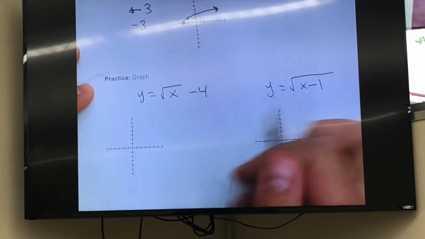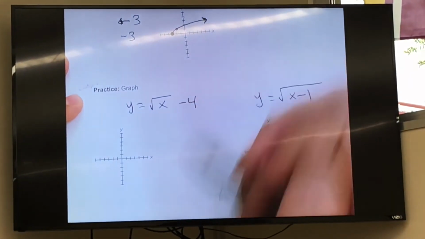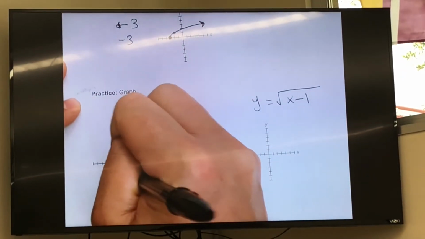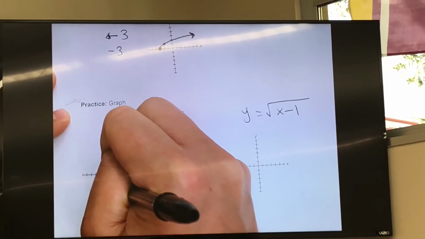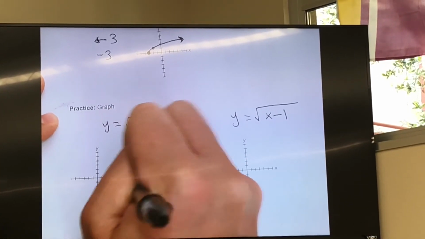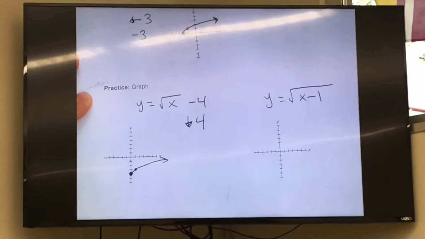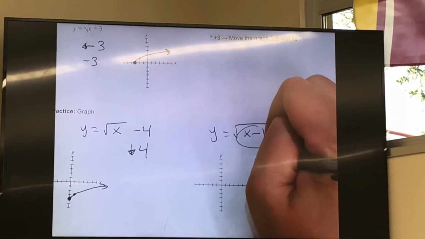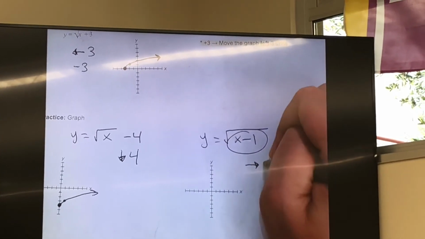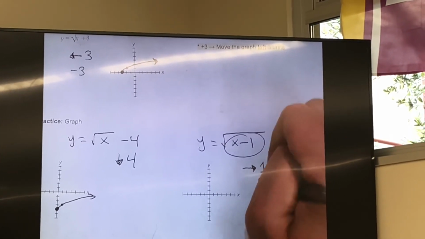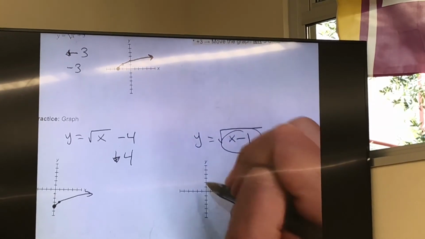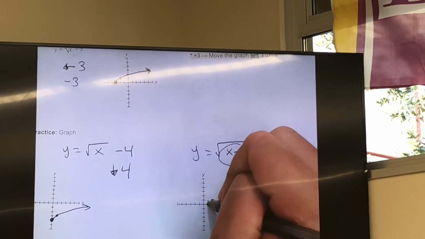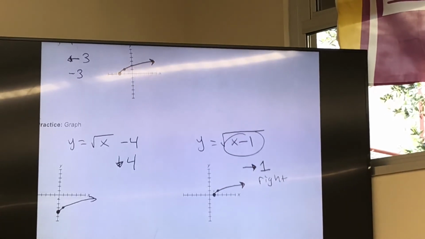Okay, all right, class, so on this first one here, it was outside of the square root, so this should be moving it down 4. So 1, 2, 3, and 4. Again, up 1 over 1, and we're going to create our shape. Second one, it's inside of the square root, so this is going to be moving it opposite of what I see. So I'm moving it right 1. Again, we're shifting 0, 0 over 1, up 1 over 1, and then our shooting star.